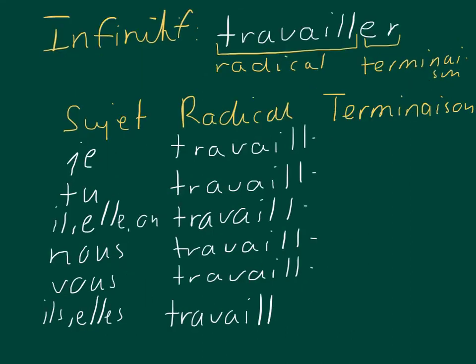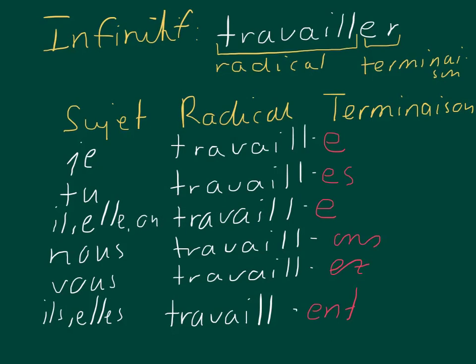So let's look at another verb from that list, travailler. Infinitive, travailler. Radical, le stem, travaill. Terminaison, ER. So let's look and see how this is conjugated. Okay, je travaille. Tu travailles. Il, elle travaille. Nous travaillons. Vous travaillez. Ils, elles travaillent.